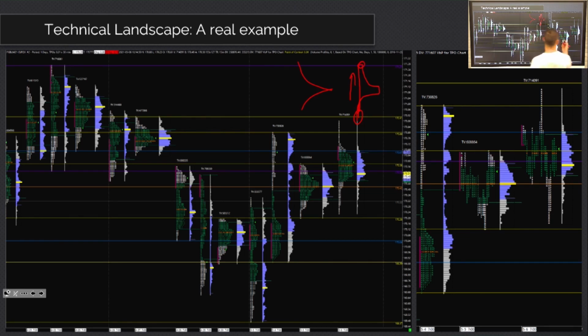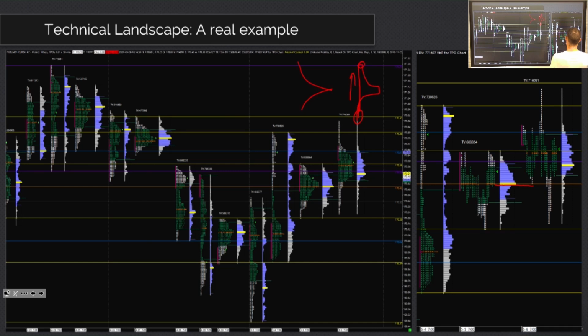Then if we swap to the other side where I've separated out the TPOs, you can see some interesting things about this day. This low here is really poor, right? It's almost a ledge. In fact, the early morning low before Bank of England was a 2 TPO ledge.